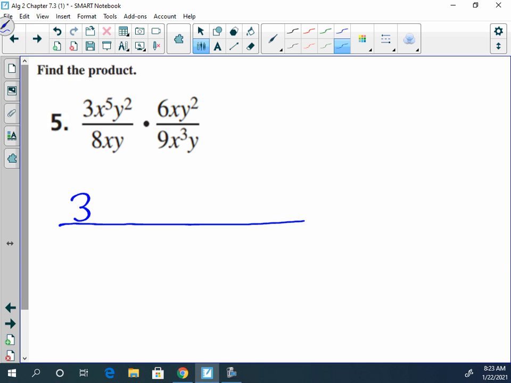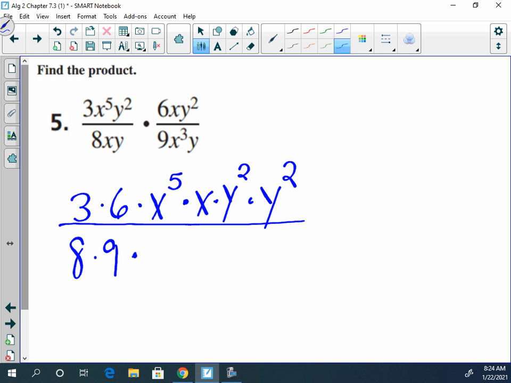So if we multiply on top, well, we'd have 3 times 6 times x to the 5th times x times y squared times y squared. Because I'm just rearranging them so we kind of have them in a like pattern. Now on bottom, we're going to have 8 times 9 times x times, times, yes.